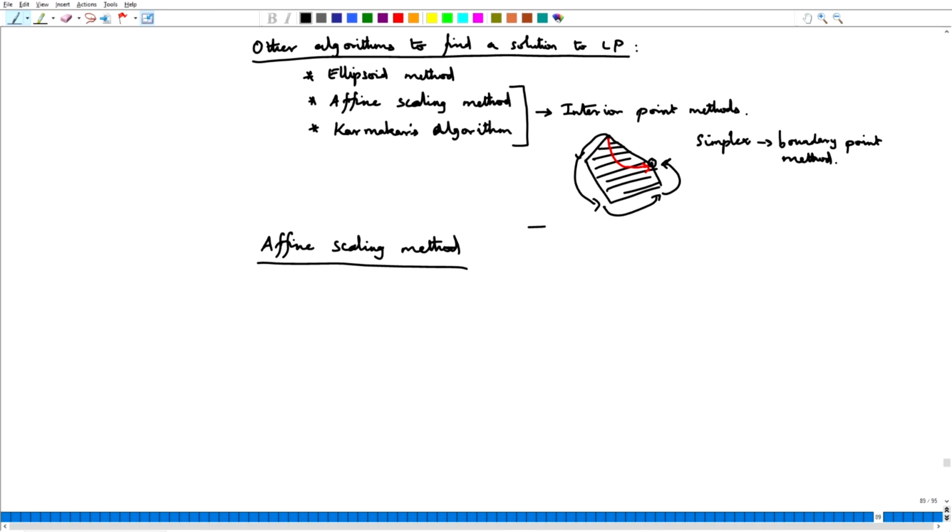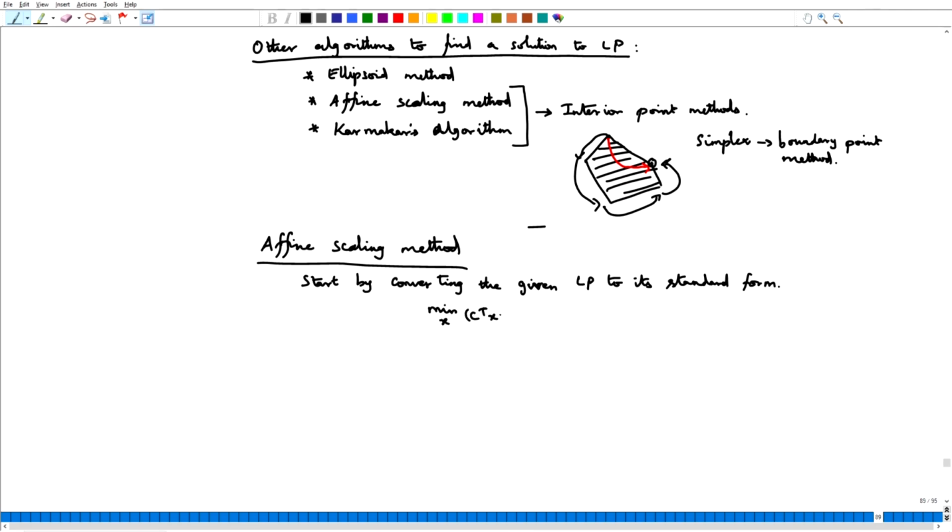So the good part, though I said that the simplex method and the affine scaling method are very different, okay, the first step actually is common, okay. So you have to start by converting the given LP to its standard form, okay. No escape from that. So it has to be converted to this form.